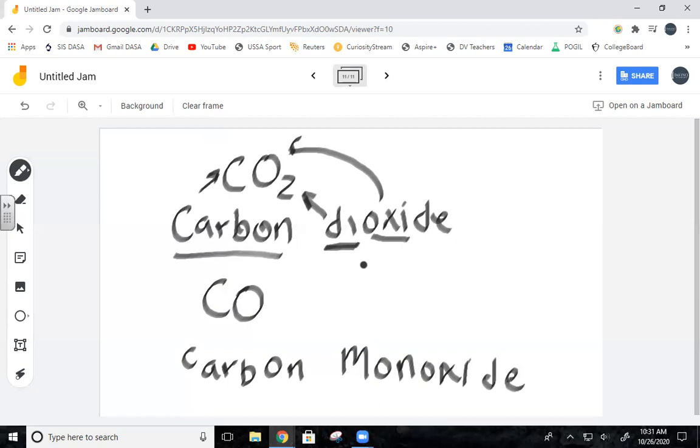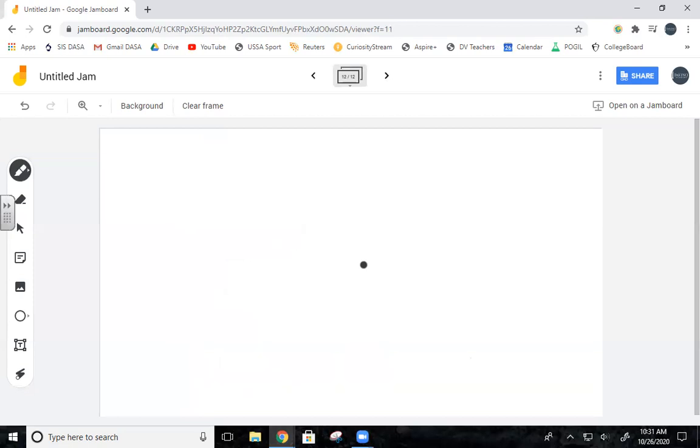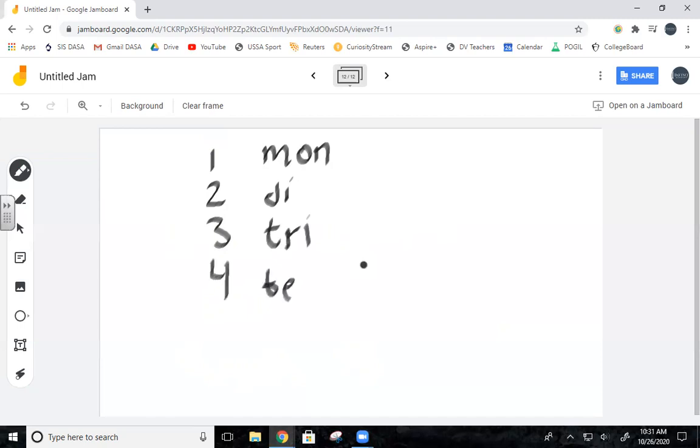Carbon monoxide. Okay? So the rule is we have prefixes for the number. So 1 is mon or mono. 2 is di. 3 is, anyone want to guess? Tri. 4 is tetra, and then penta.